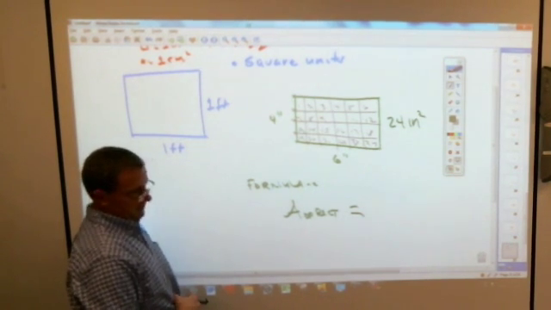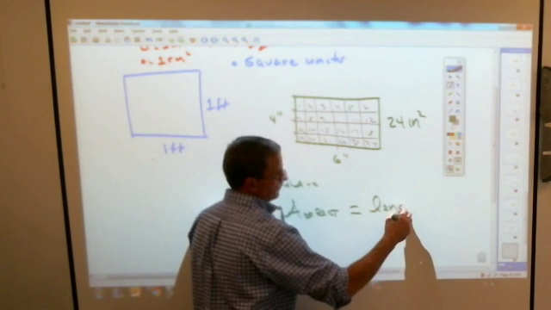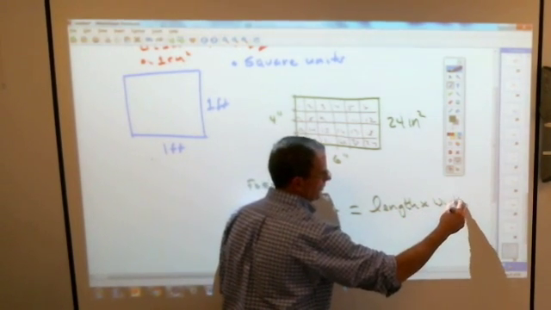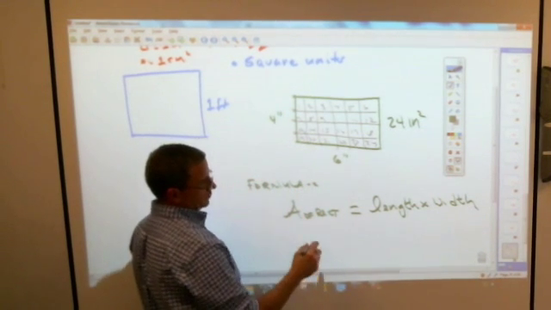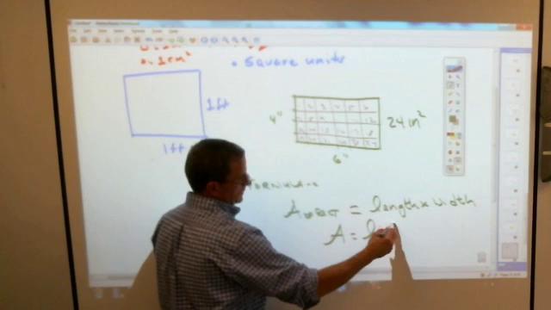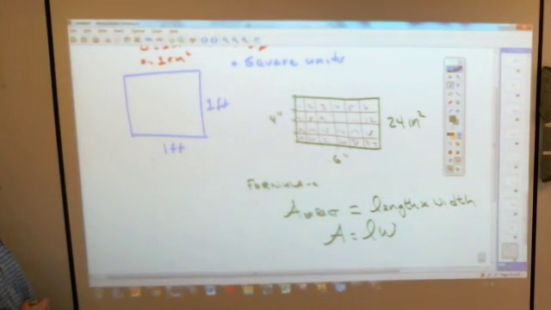It's a pretty simple little thing. Sam? Yeah, length of the rectangle times the width of the rectangle. A lot of times you see it abbreviated like this, A equals L W. Area equals length times width. Now, which one is which?